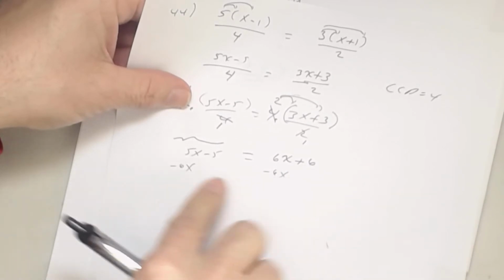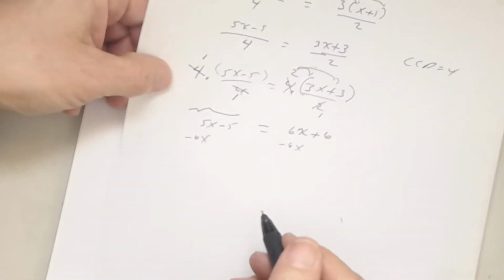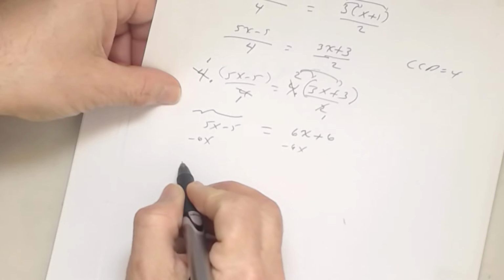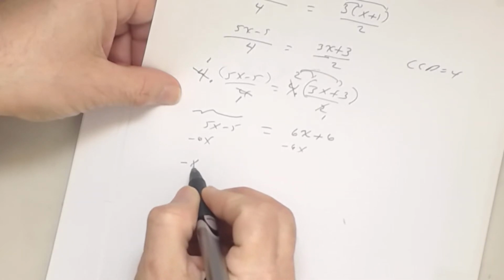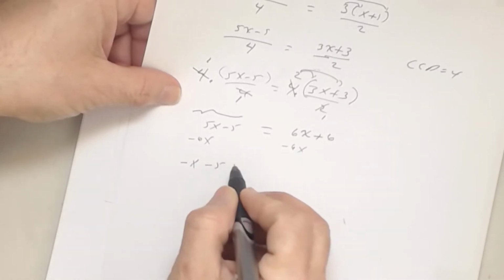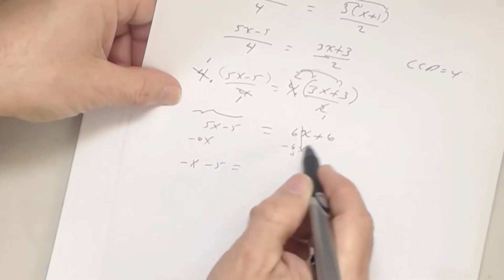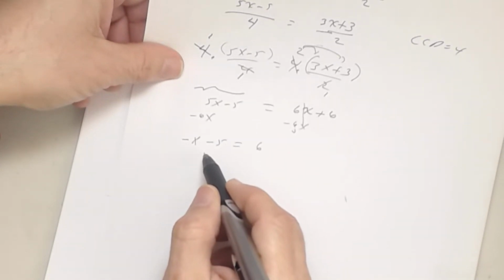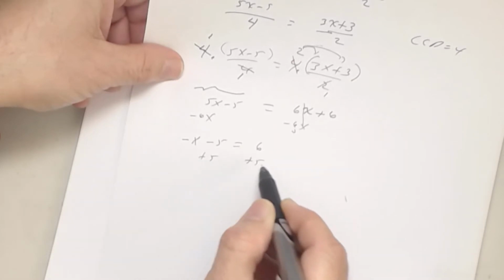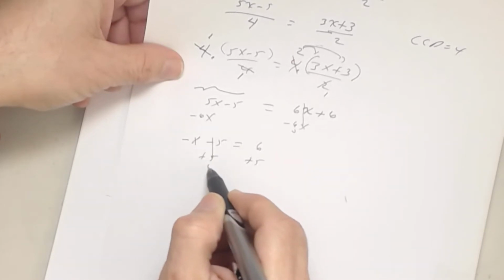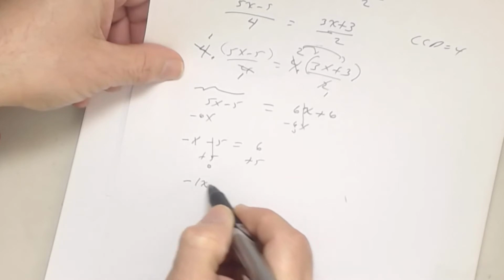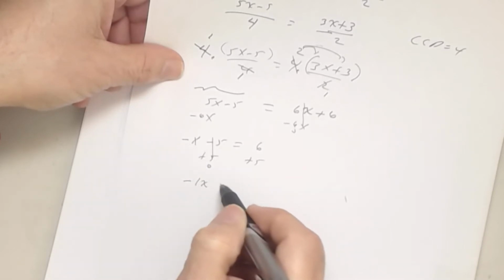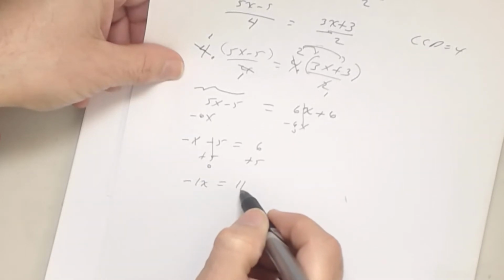Addition property of equality. What's 5x subtract x? 6x? Negative x, or negative 1x, right? Minus 5 equal. And what's left on the other side? 6. What's the next step? Add 5 to both sides. Combine like terms. So I get negative 1x equals 11.